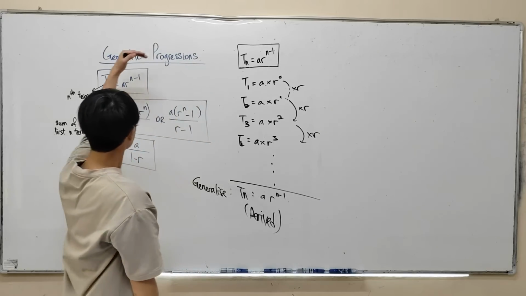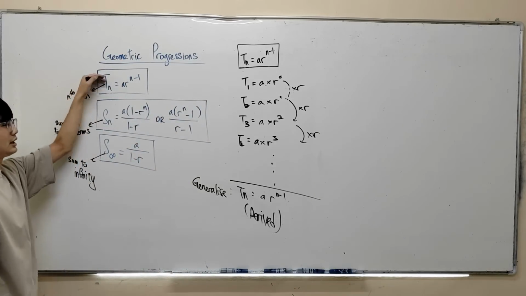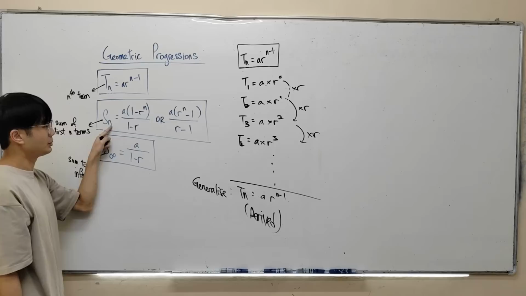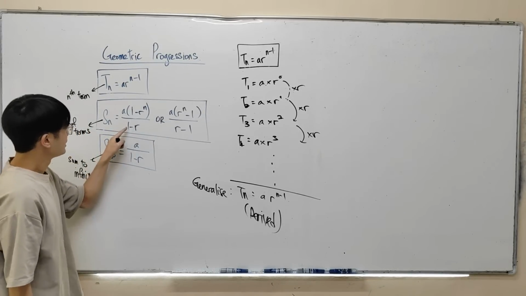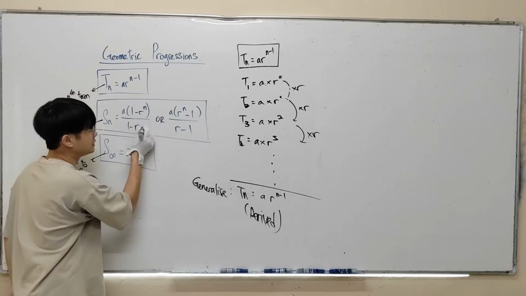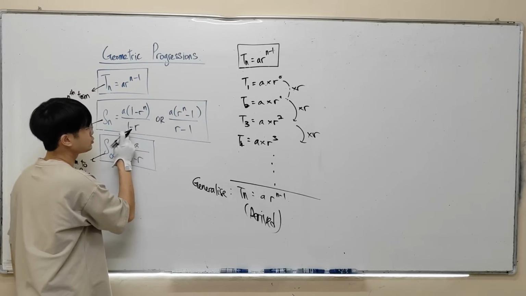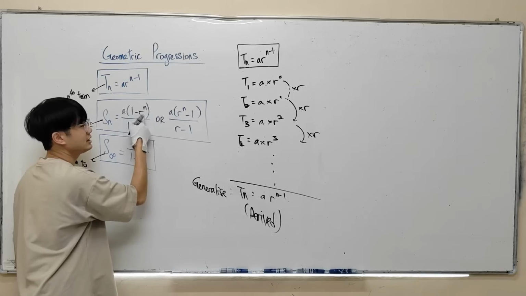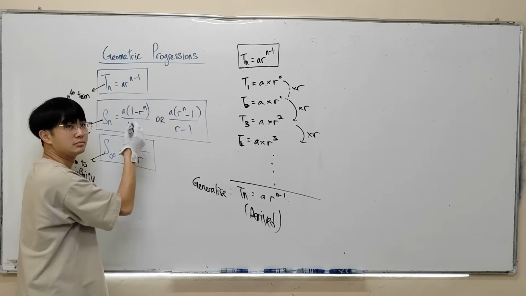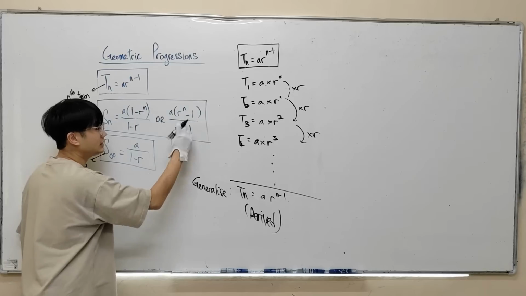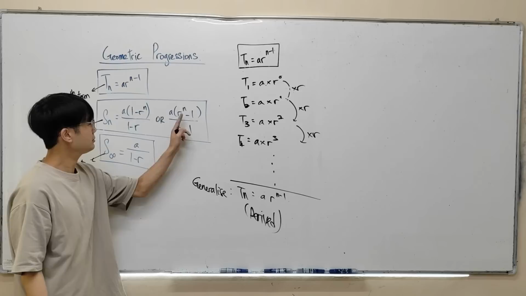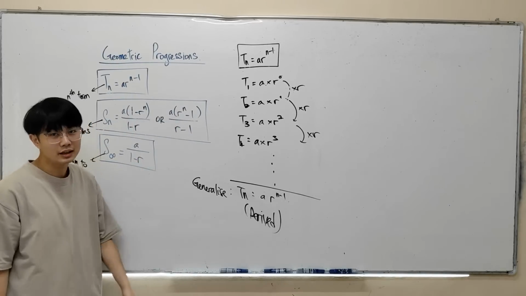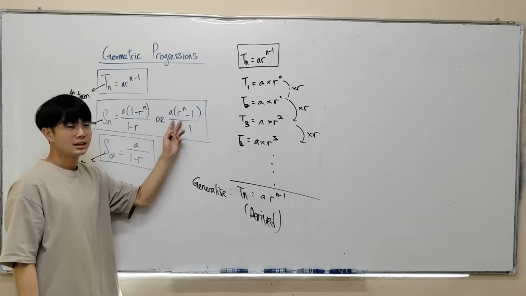Now I will move on to the second formula. I'll try to derive the next formula, which is the Sn formula. Can you see there are two different versions? Focus on the denominator. The denominator here is 1 minus r, and if this is 1 minus r, up here inside the bracket will be 1 minus r power n. But if down here is r minus 1, then up here inside the bracket will be r power n minus 1, right? This one flips, the top also flips. So there are two formulas.